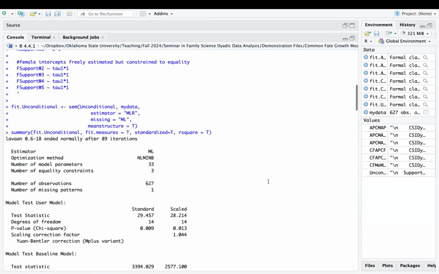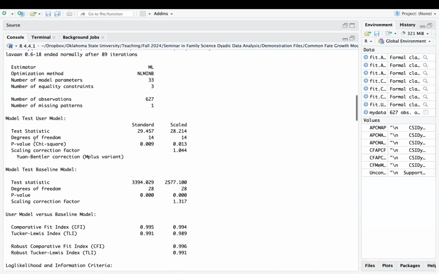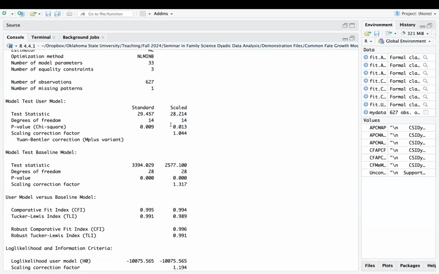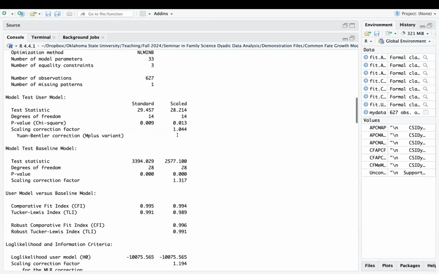And so the first thing we'll do is take a look at our model data fit, and we can see 14 degrees of freedom. We have a pretty decently small chi-square. It's significant, but again, that's not all that substantial. And again, that chi-square test is going to be highly sensitive. And so I really don't pay it too much attention. Now, if this was 280 with 14 degrees of freedom, I would care much, much more. But we are in good shape here.